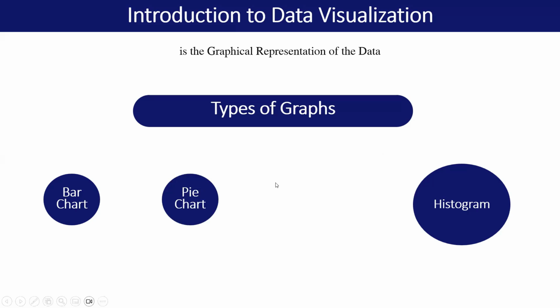So the next thing we are going to talk about is the pie chart. You all know how a pie chart looks. A pie chart shows you the representation or the proportion contributed by each category.